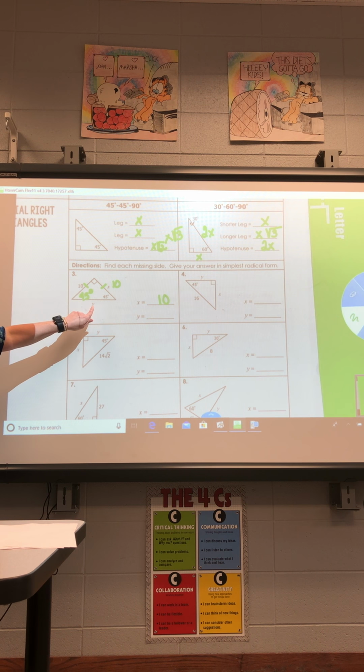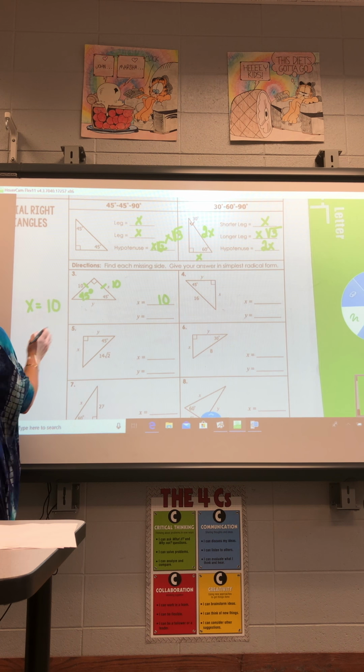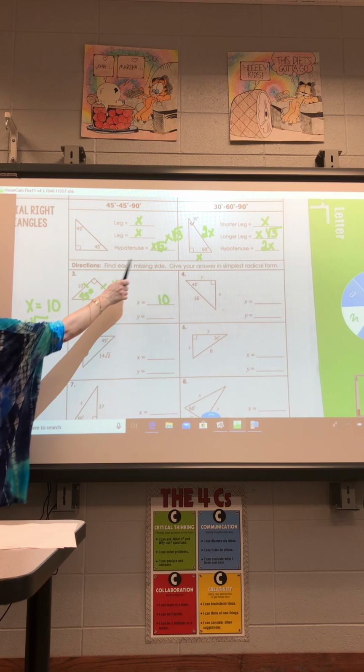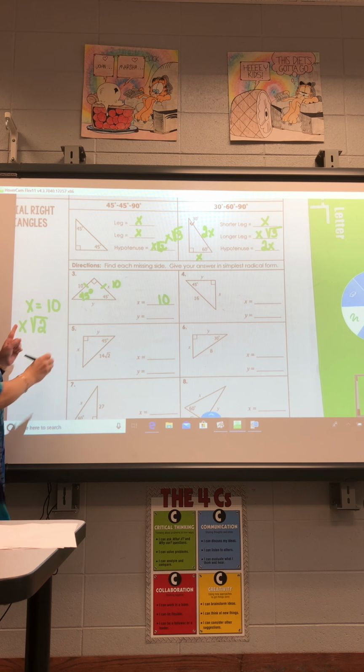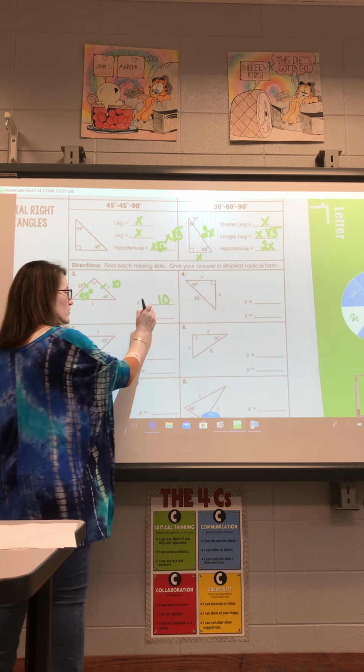Now I need to find out what my hypotenuse is. So if I know that x is equal to 10, I know the hypotenuse is going to be x times the square root of 2. Well, I already know that x is equal to 10. So I'll replace x with 10, and I'll get my hypotenuse as 10 square roots of 2.